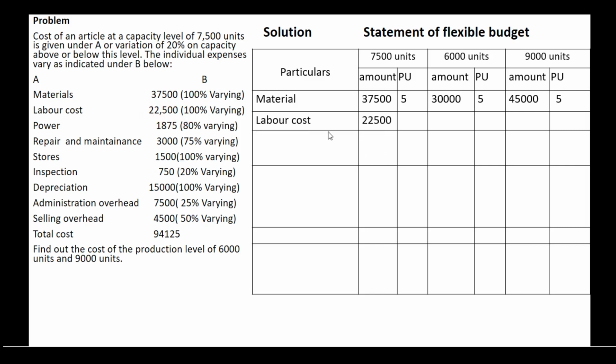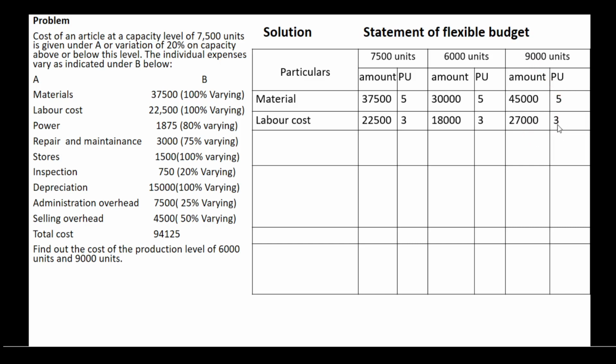22,500. So now we calculate the cost per unit as 22,500 divided by 7,500. So now the cost per unit is ₹3. So the cost per unit is constant at all levels. For the 6,000 units, the cost per unit is ₹3. So 3 into 6,000 units. So now the amount is 18,000 rupees. And for the 9,000 units, the cost per unit is ₹3. So 3 into 9,000 units, now the amount is ₹27,000.